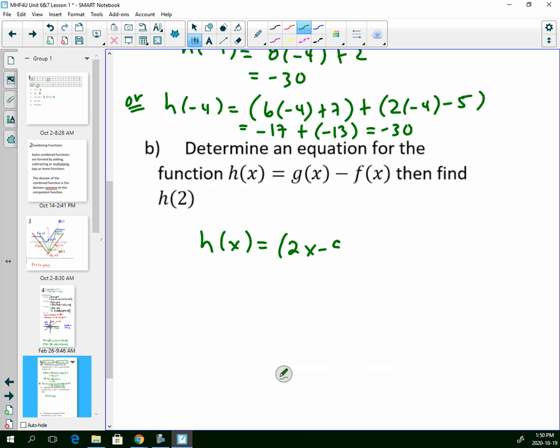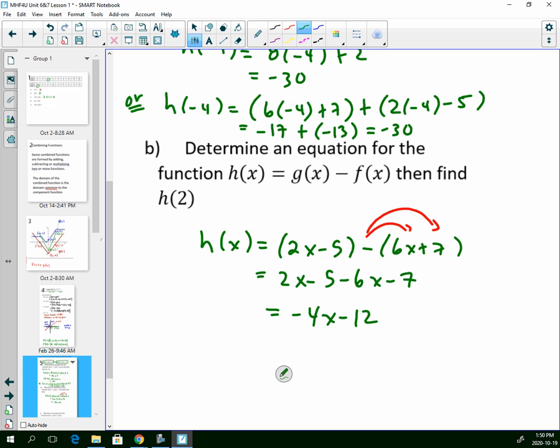So 2x minus 5 minus 6x plus 7. Just make sure that you put it in brackets so that you don't make an error with the signs, right? That subtraction belongs to both terms. And then we will collect like terms. Okay, and then it just wants us to find h of 2, so we'll just sub that in. And that gives us negative 20. Okay, so easy peasy. You just have to make sure that you are following the proper order, right?